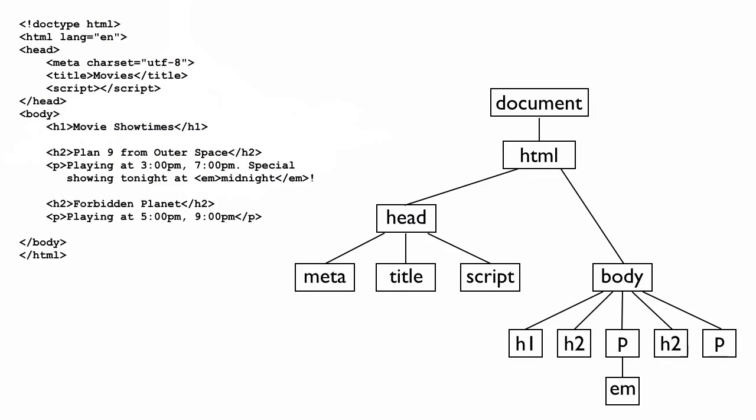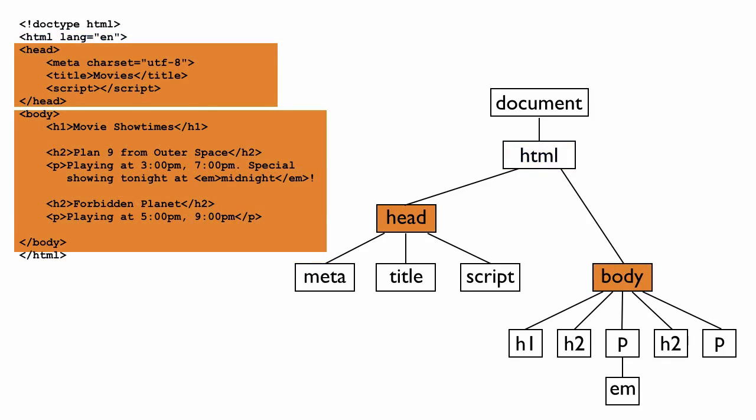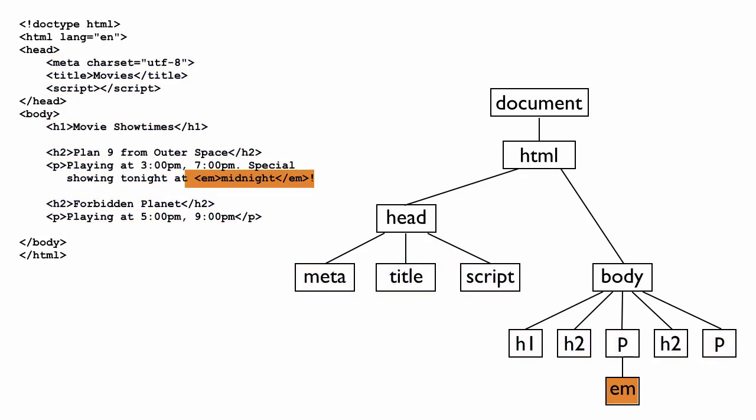Notice how the tree structure of the DOM matches the nested structure of your HTML. All your elements are nested inside the HTML element, and that's at the top of the tree. Below that, we have a head and a body. The meta, title, and script elements are nested inside the head, while the H1, H2, and P elements are all nested inside the body. And then finally, the EM element is nested within the P element. This nested structure of your HTML is the same as the tree structure of the DOM.